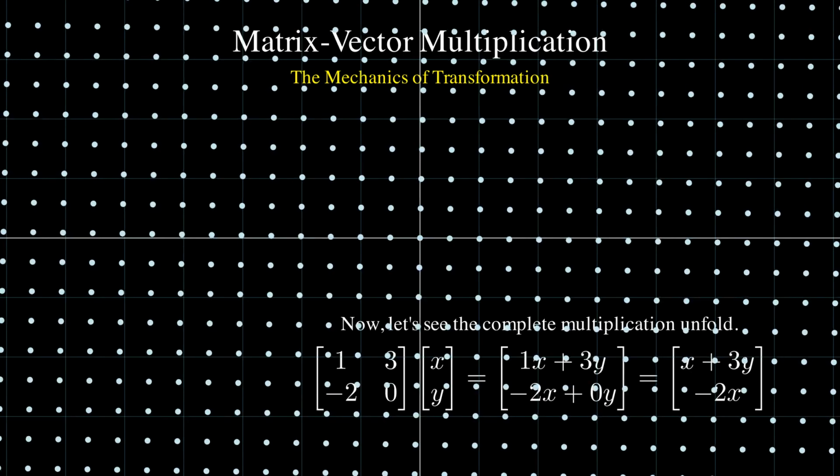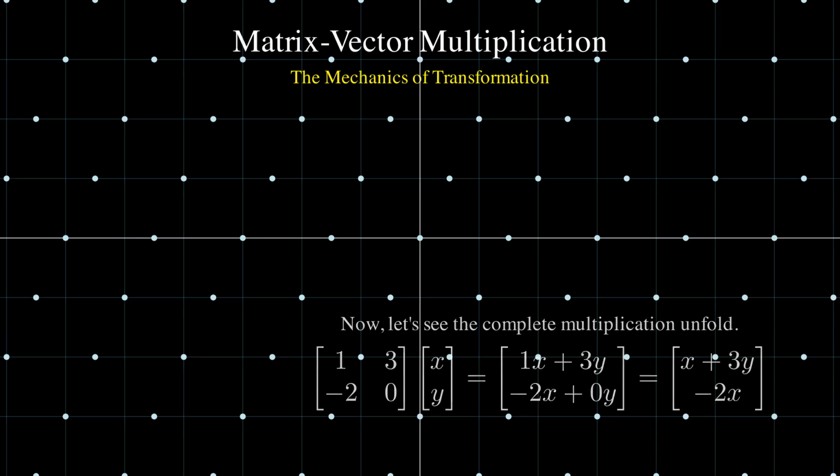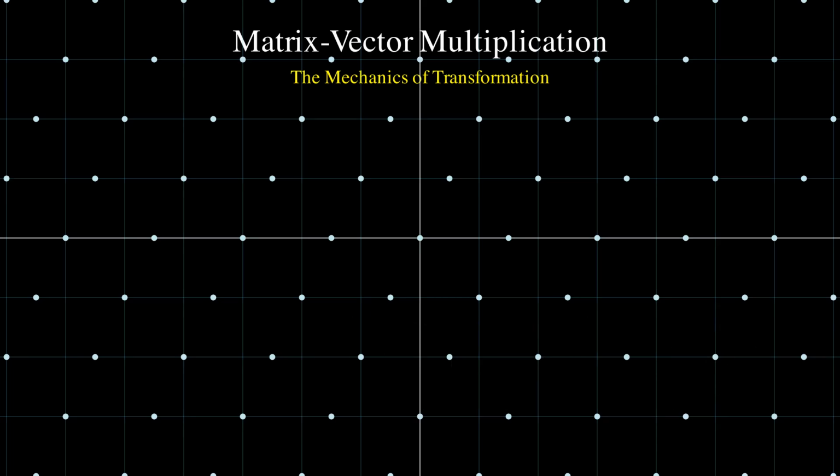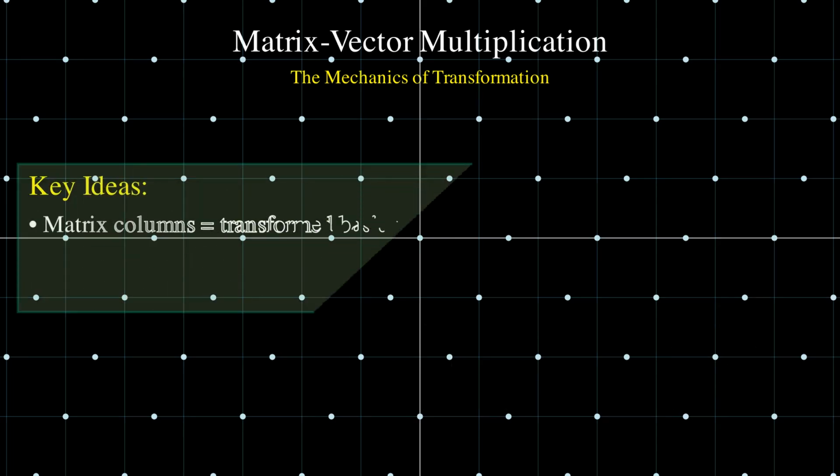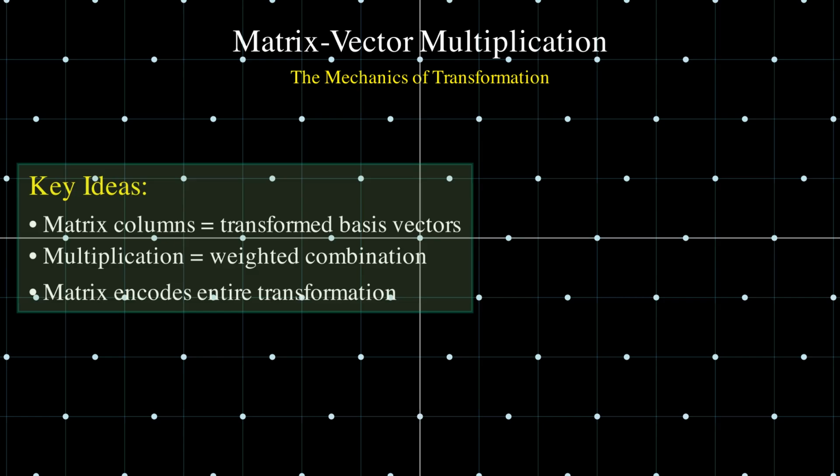Let's see this in action. The matrix multiplication tells us exactly where each vector lands under the transformation. Matrix vector multiplication is just a weighted combination of the matrix columns, which are our transformed basis vectors. And that's the beauty of matrix vector multiplication. It's not just a computation, it's the transformation itself.